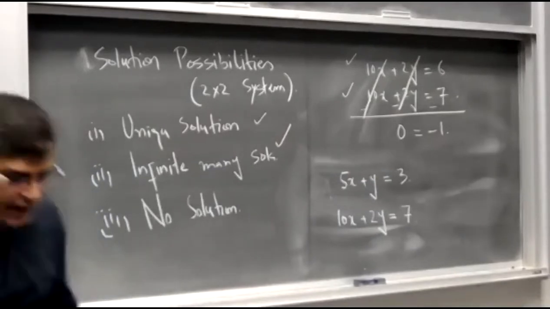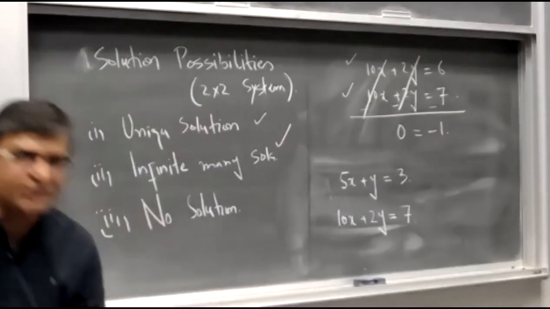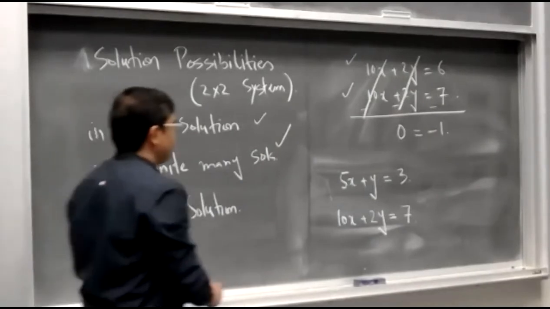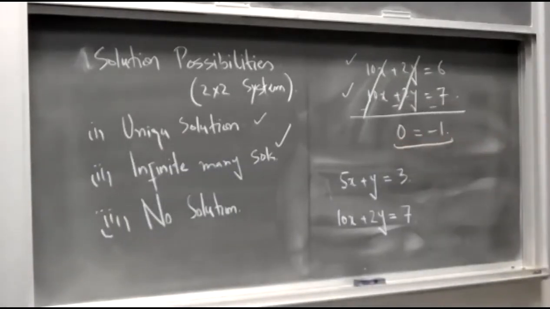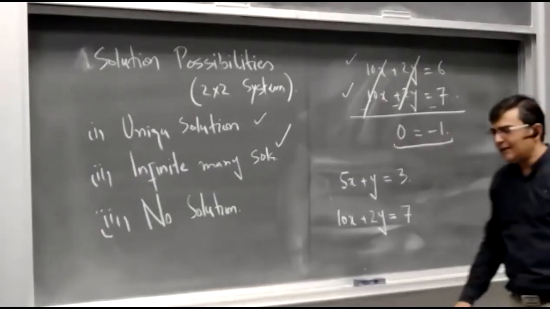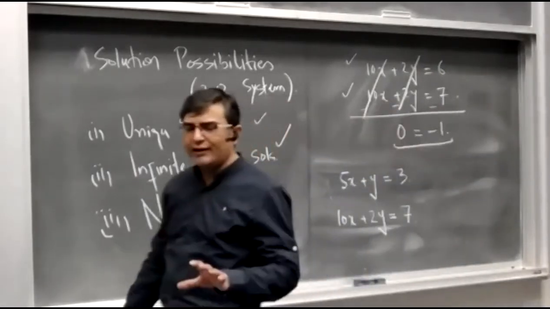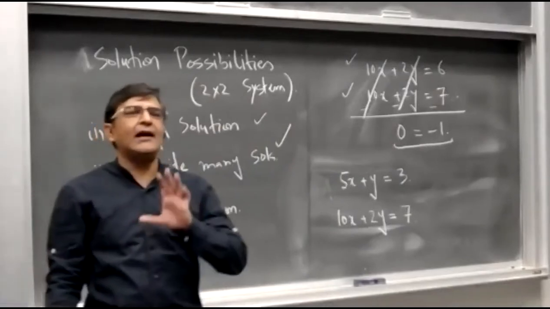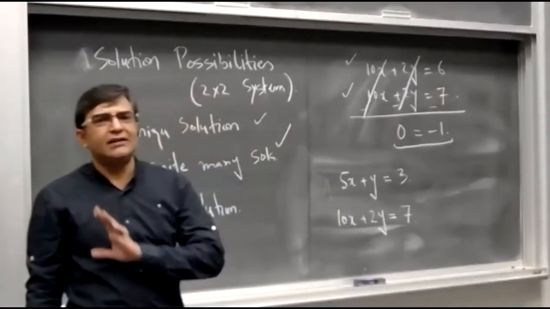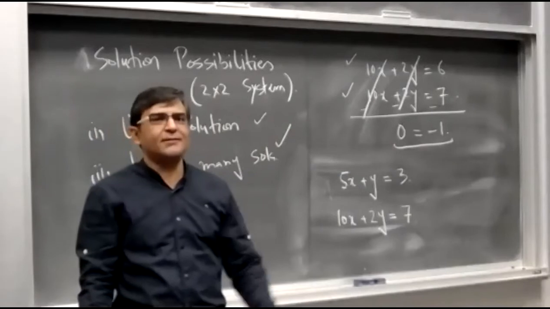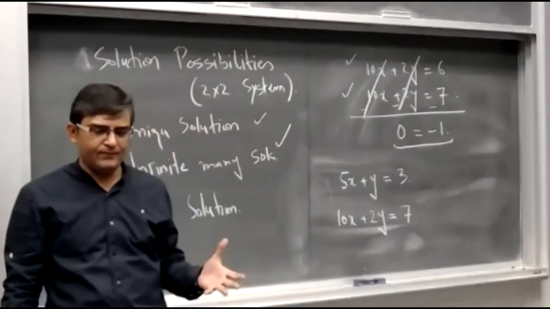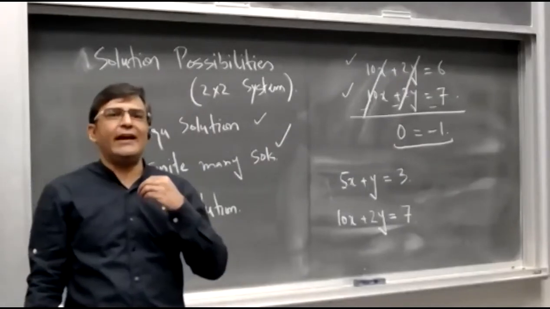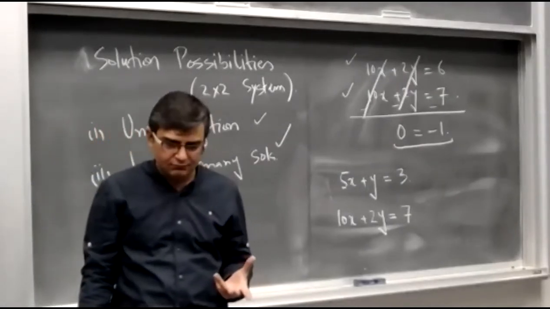Which is not a true statement. This is not possible. 0 is not equal to minus 1. If you have this situation while solving equations simultaneously, then we say that these two straight lines are parallel and the given linear system doesn't have any solution. It's basically an inconsistent system, or you can say an ill-posed system.